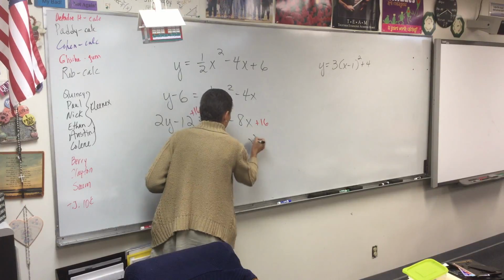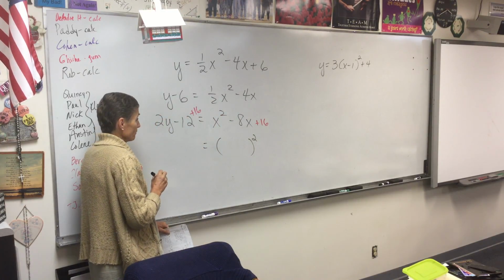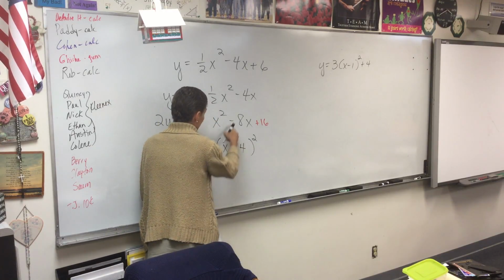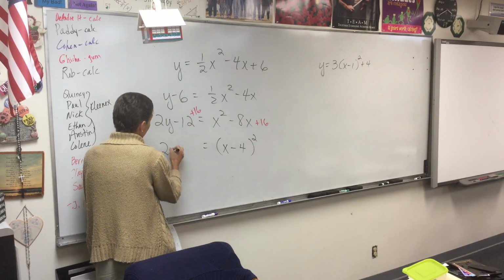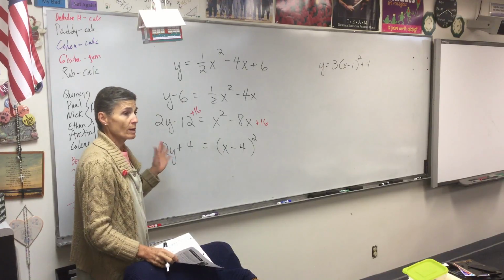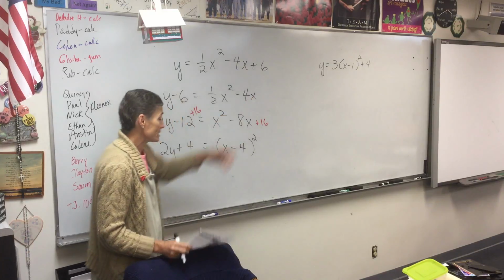This is a perfect square. Right? What perfect square is that? X minus 4. X minus 4. And over here, I can add these two together and get 2y plus 4. Now, you've completed the square. So now it's just a matter of getting the equation so y is by itself.